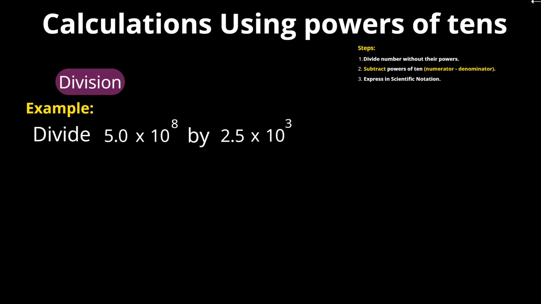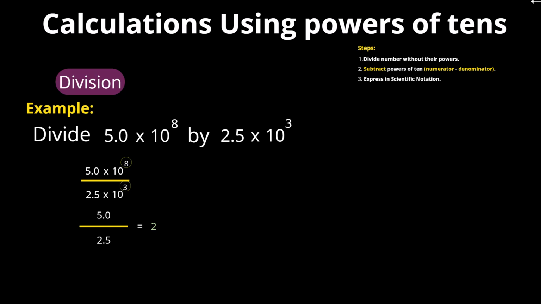Let's divide 5.0 times 10 to the 8th power by 2.5 times 10 to the 3rd power. We need to set our problem first as a division problem. So it's already set, as you can see. Now, step 1. Divide numbers without their powers. We divide 5.0 by 2.5. As you can see, half of 5 is 2.5, and 2.5 twice will be 5, so we have 2. 2 is our answer.